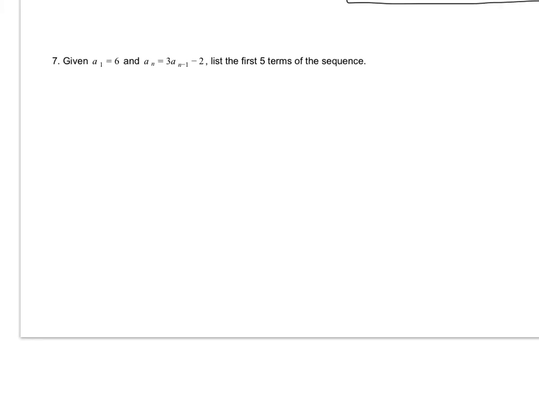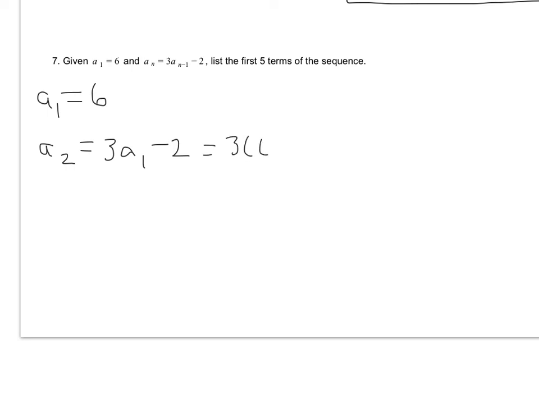So this last one says, given a1 equals 6 and a sub n equals 3 times a sub n minus 1 minus 2, list the first 5 terms of the sequence. So this is a recursive sequence. Obviously the first term is 6, so a1 equals 6. Now, if a sub n is whatever term I want to find, let's put a 2 in for n. So a sub 2 would be 3 times a sub 2 minus 1, which is a1, minus 2. So basically it says take 3 times the term before and subtract 2.